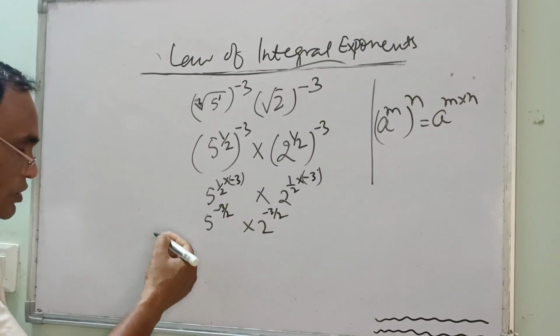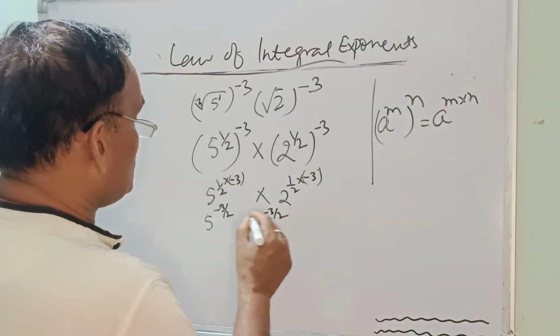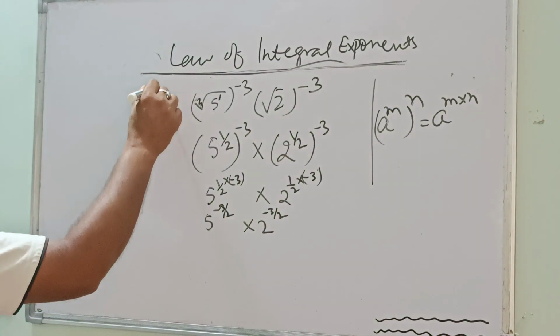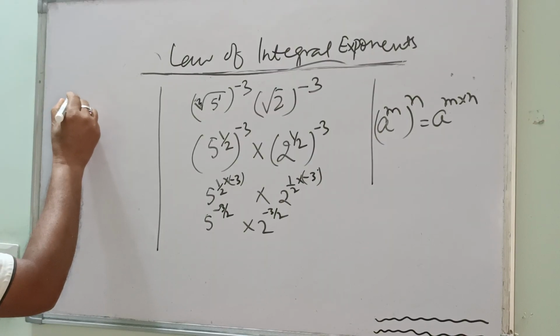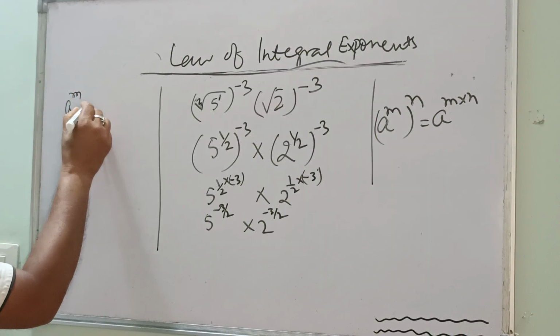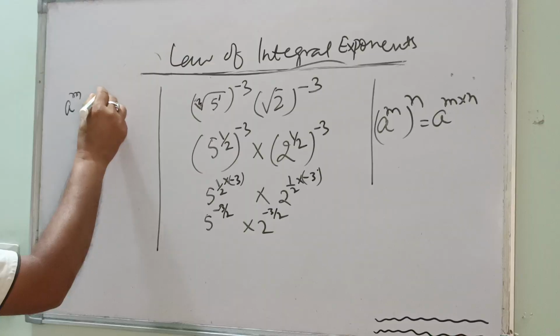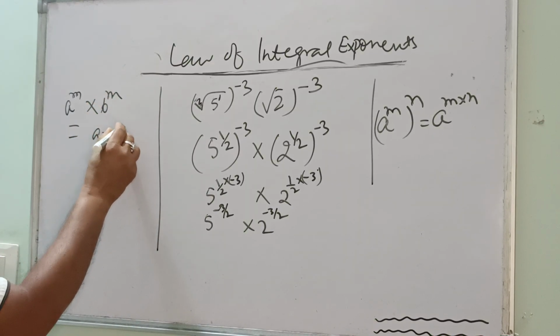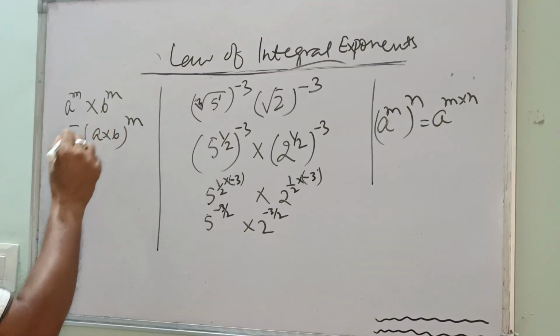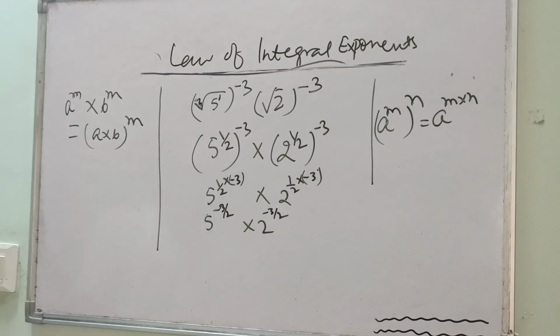That I will do. What says now this sum? Can you remember this? As just now I have discussed, a to the power m and b to the power m, so what should I write? a into b to the power m. Can you remember this? Just now we have discussed.